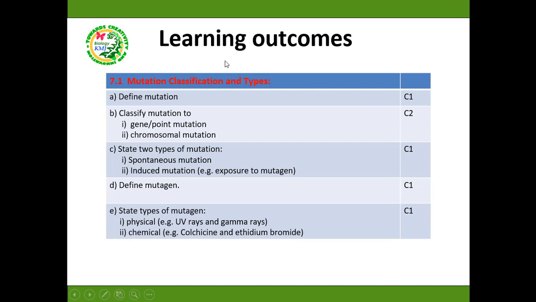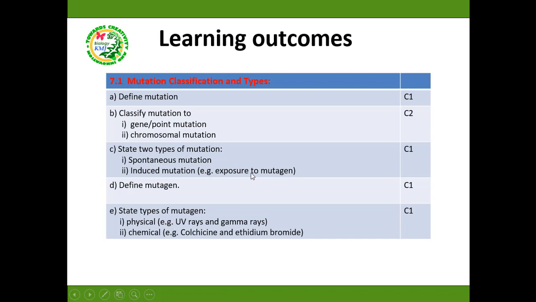The learning outcomes for this topic are as follows. 7.1 Mutation Classification and Types. At the end of this lesson, you should be able to: A. Define mutation. B. Classify mutation to 1. Gene or point mutation, 2. Chromosomal mutation. C. State 2 types of mutation, 1. Spontaneous mutation, 2. Induced mutation.